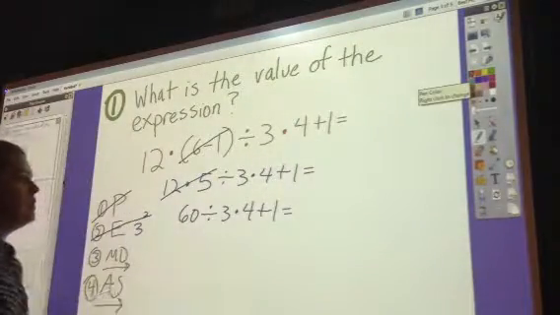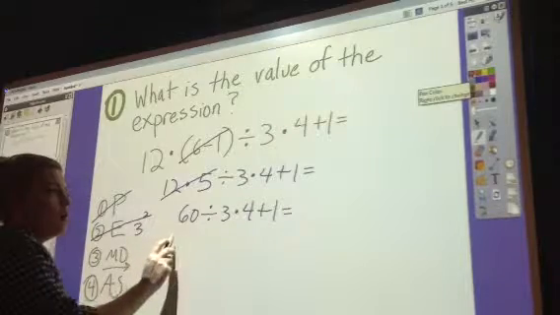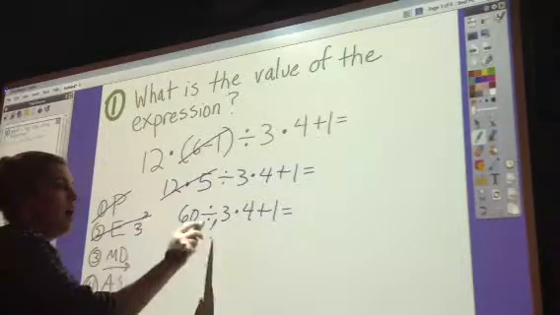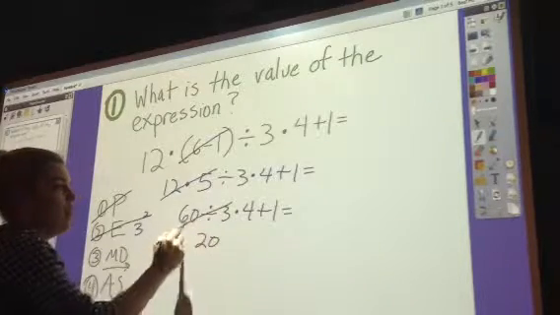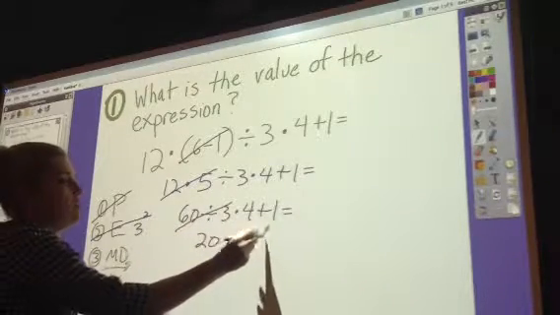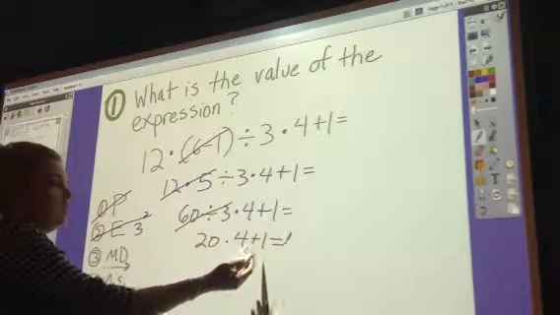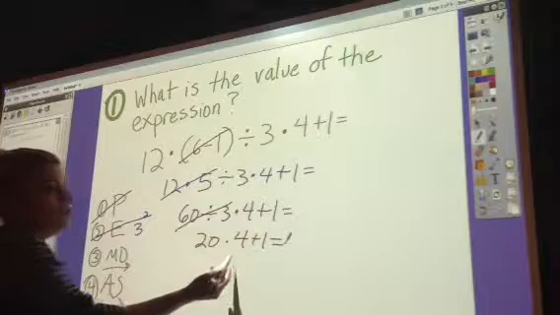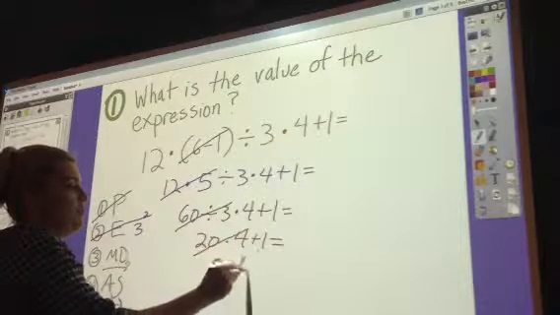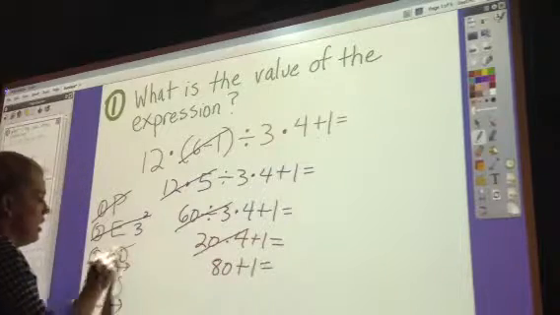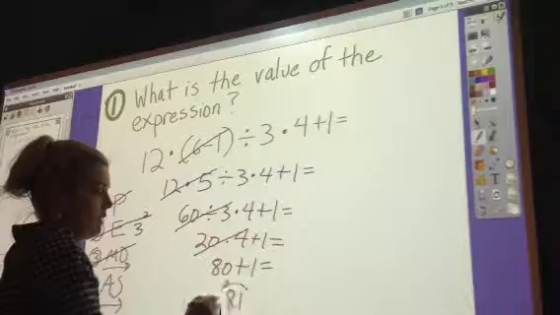Now I'm on this step, still looking for multiplication or division, whichever one comes first. Aha, I've got division here. 60 divided by 3 is 20. Crossing that off, bringing everything else down. Now I have a multiplication and an addition. I'm still not done, so I'm going to do the multiplication, and that is 80. Crossing that off, bringing everything else down, and I'm left with addition. And 80 plus 1 is 81. Final answer.